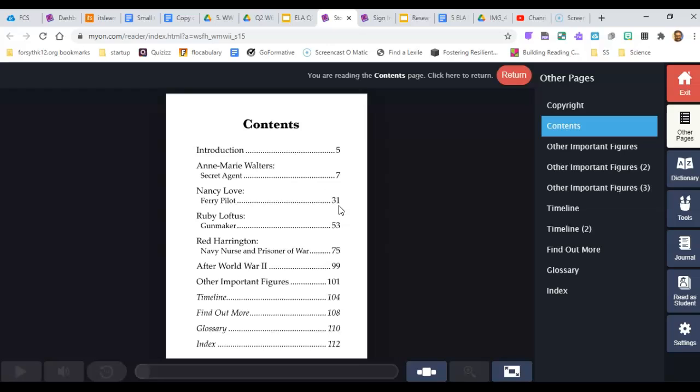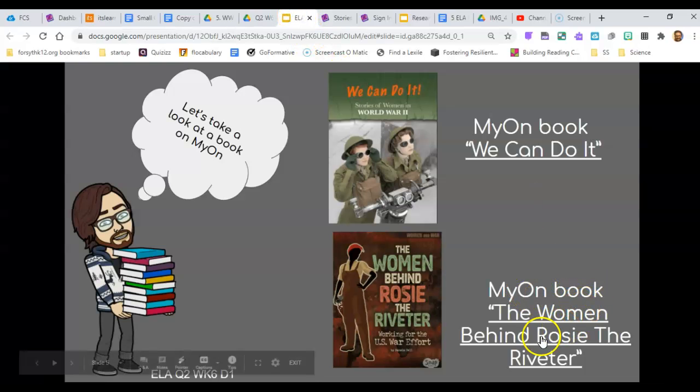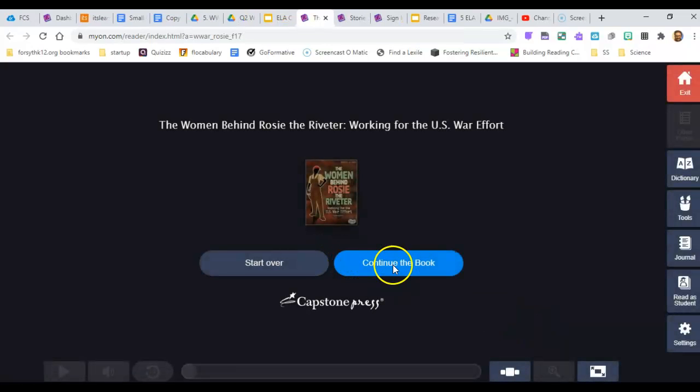You wouldn't do this always with a book that you're trying to enjoy from cover to cover, but when you are researching, what table of contents will help you? Same thing here. Women Behind Rosie the Riveter. I click on here. If I continue this book, because I've started it, it will have me go directly to the book.